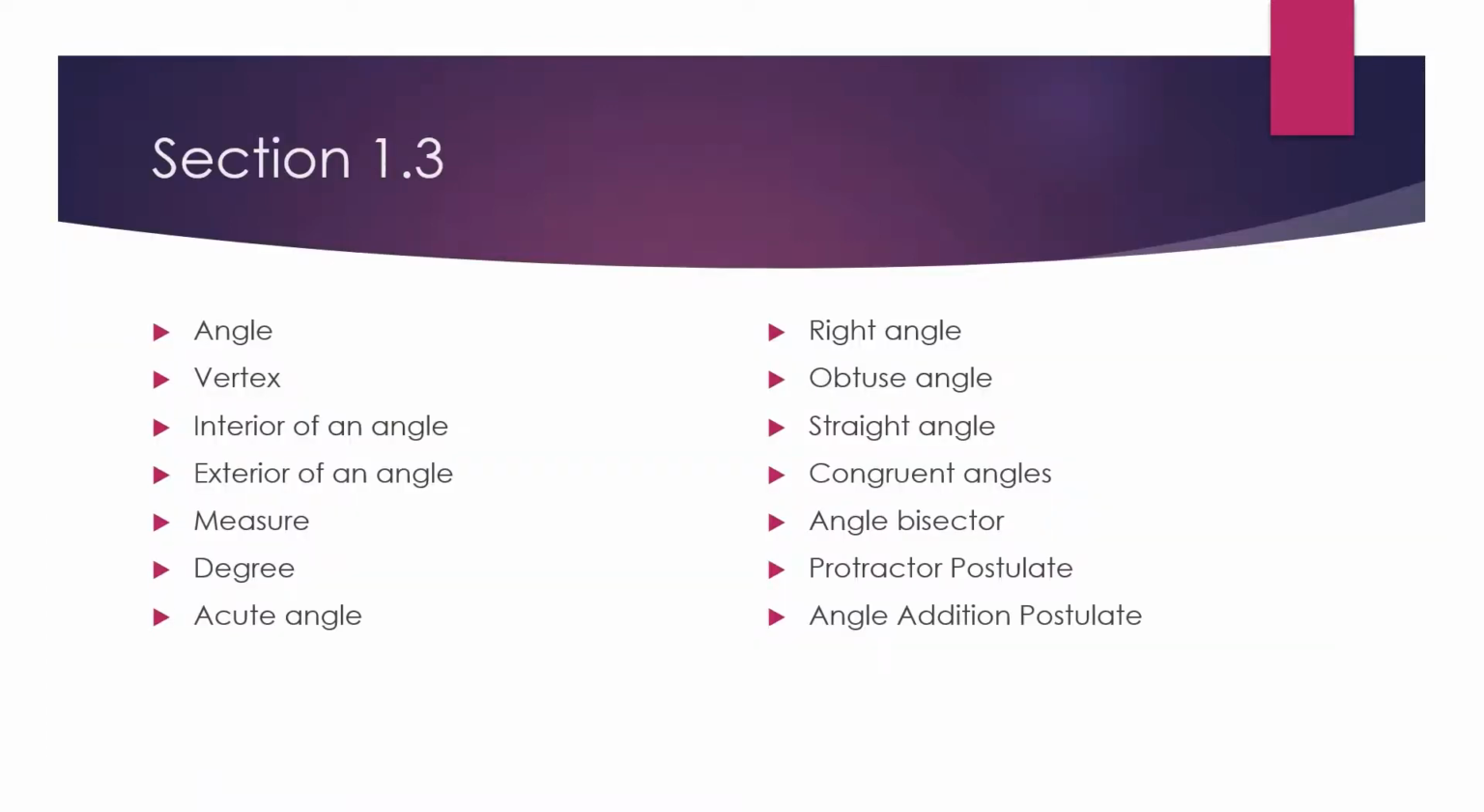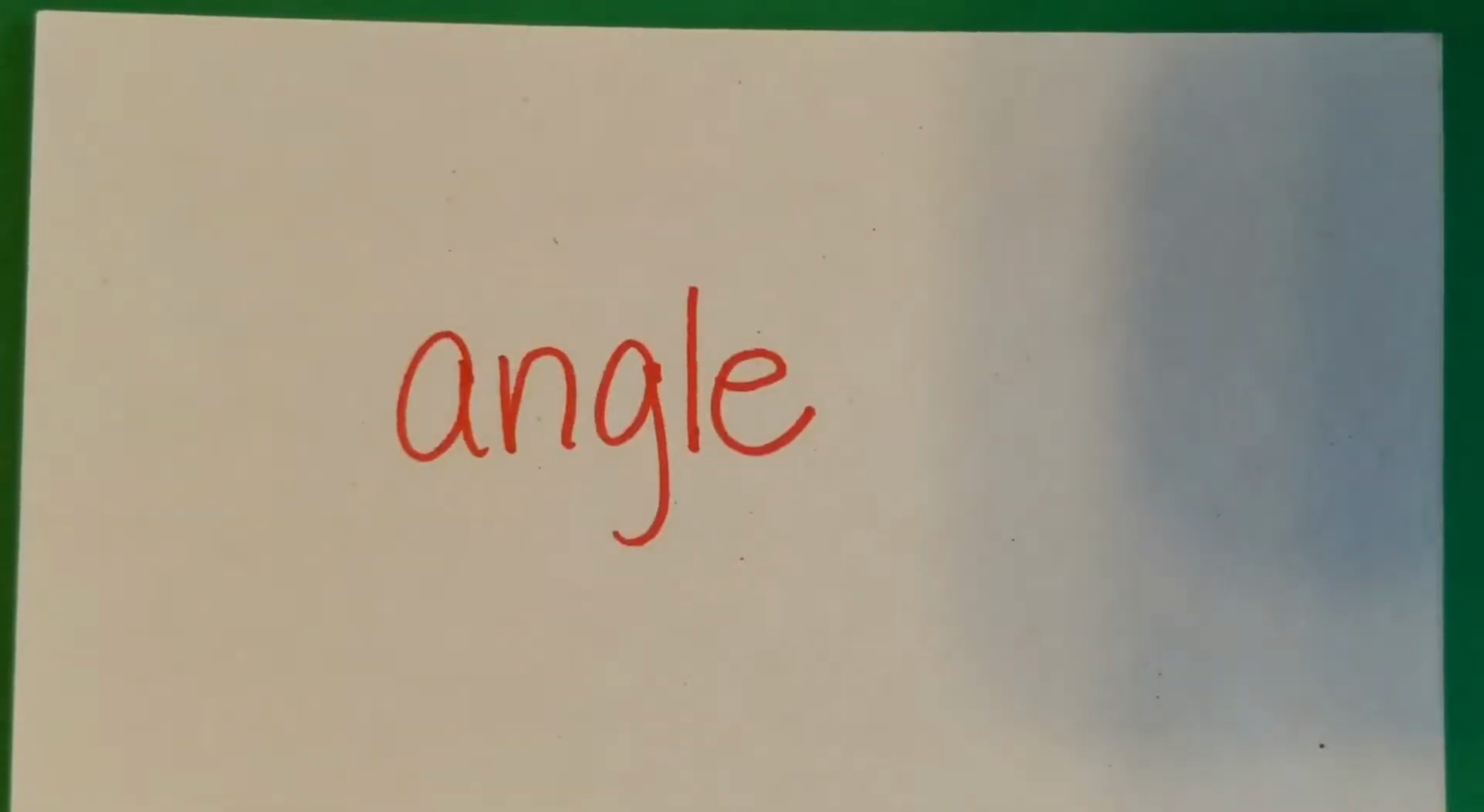As we enter into section 1.3, we're going to be looking a lot at angles. So let's take a look at the vocabulary that we need to know to understand our angles. An angle is a figure that's formed by two rays with the same endpoint.